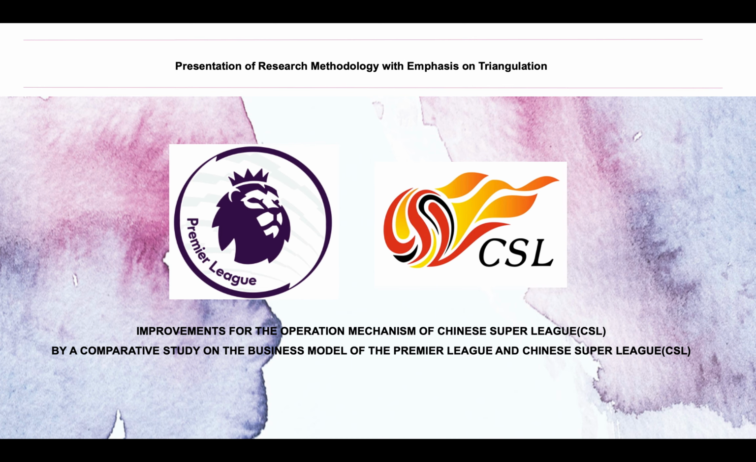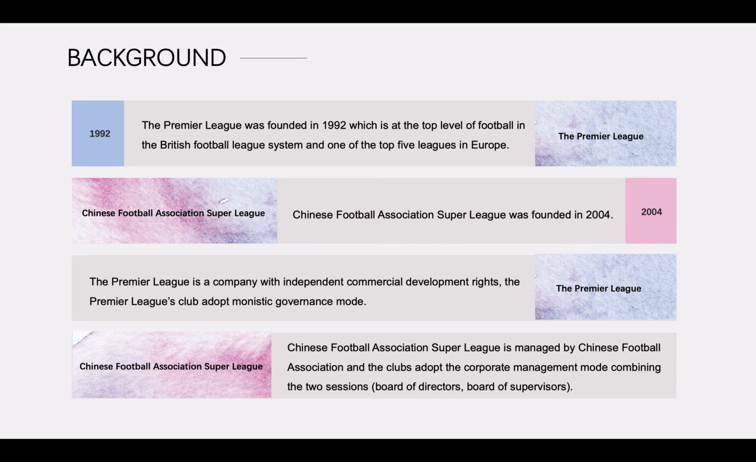First of all, the topic I studied is improvements for the operation mechanism of the Chinese Super League by a comparative study on the business model of the Premier League and the Chinese Super League. Founded in 1992, the Premier League is not only the most famous football event in the United Kingdom and even throughout the world, but also one of the most commercially successful football leagues in the world with the largest amount of the football industries.